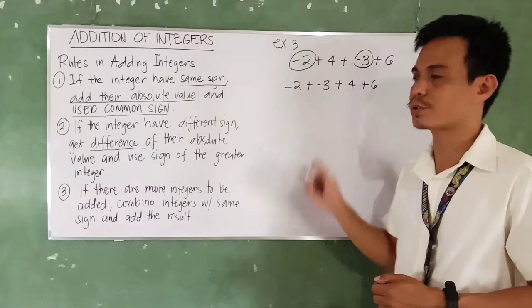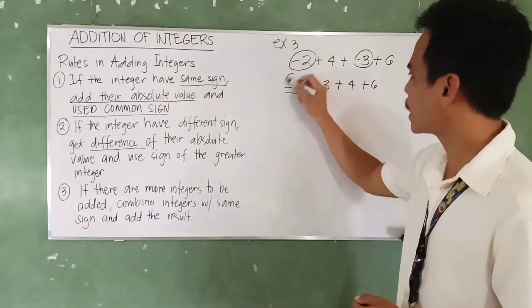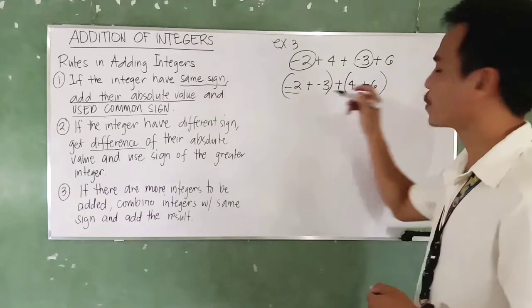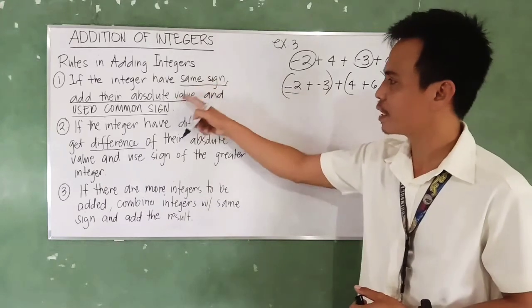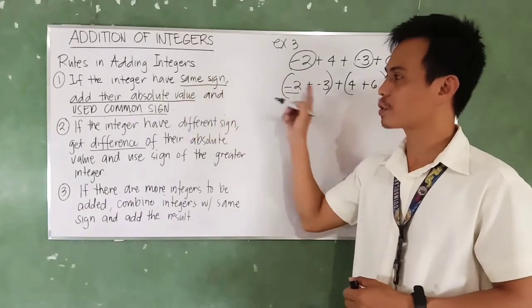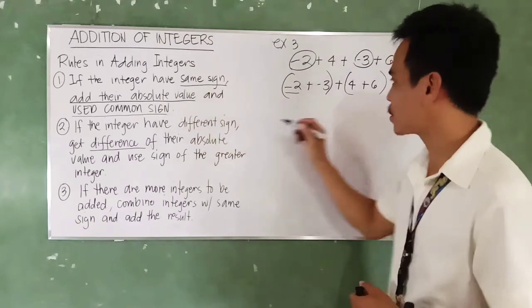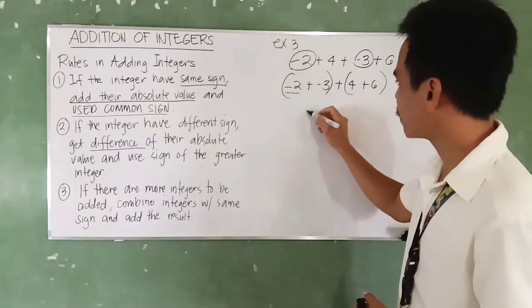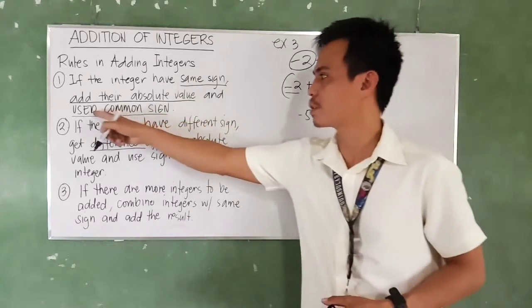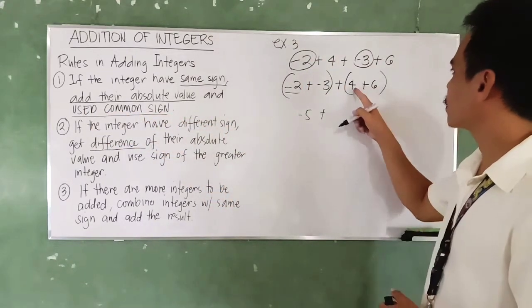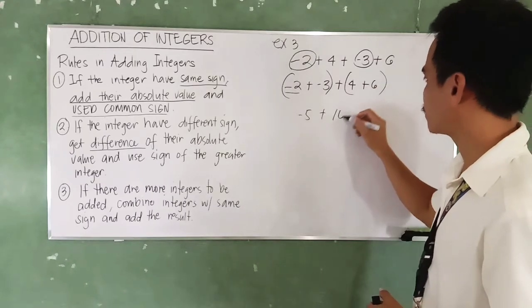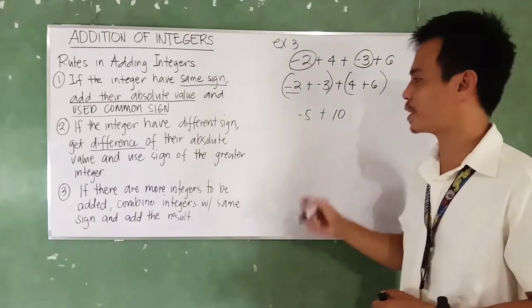So magiging ganyan po yung tsura niya, guys. So pagsamahin natin, add natin yung dalawa, at saka itong positive pareho. So since this is the same sign, i-add natin yung dalawang number, then copy the sign. So this is 2 plus 3 is 5. So we use the common sign, which is negative. And the other one is 4 plus 6 is 10. Okay, so mas simpler na yung problem natin.